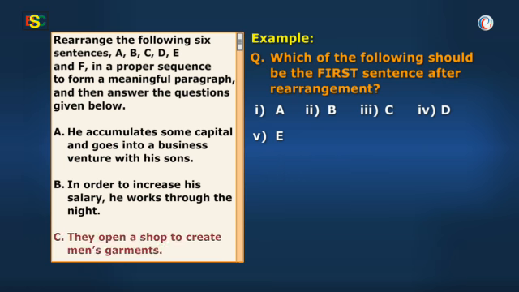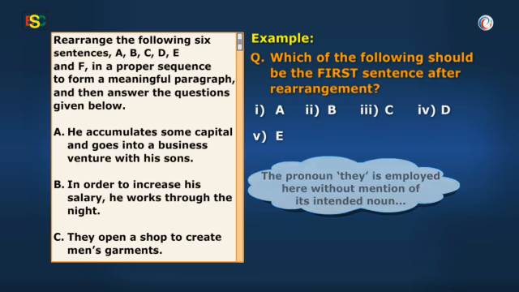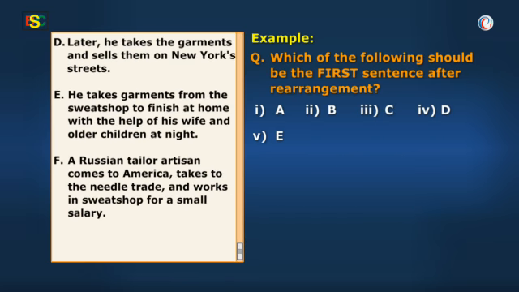Sentence C also cannot be the first sentence because the pronoun they is employed here without mention of its intended noun. Yes, Vidya. Similarly, D too cannot be the first sentence because of the chronology.